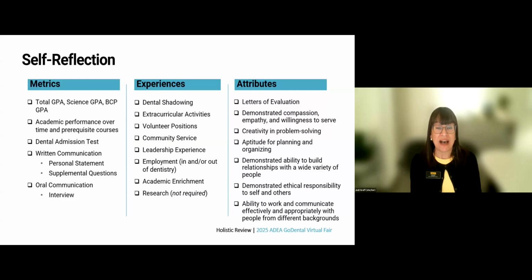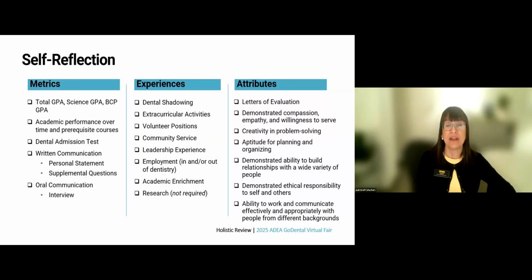Now that you have the knowledge of both the components and the holistic review process, you are in an excellent position in preparing your application and sharing your journey to dental school.